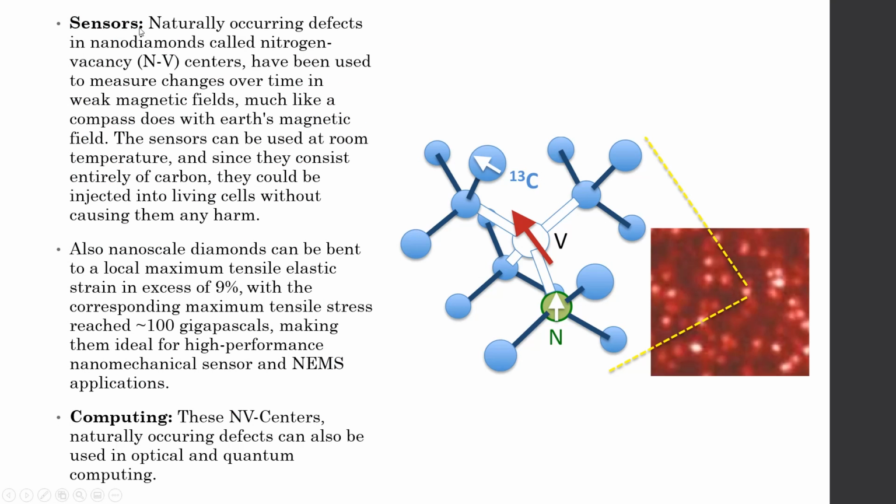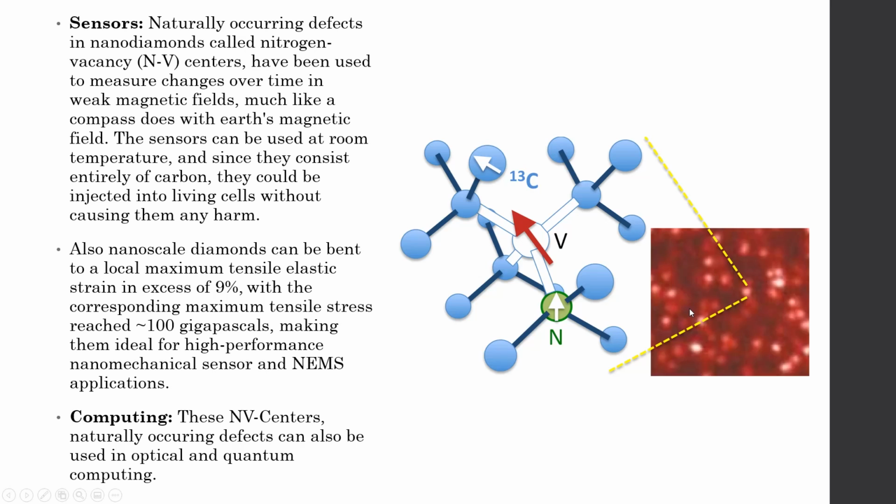And in sensors, naturally occurring defects in nanodiamonds called nitrogen vacancy centers, NV, here, have been used to measure changes over time in weak magnetic fields, much like a compass does with Earth's magnetic field. The sensors can be used at room temperature, and since they consist entirely of carbon, they could be injected into living cells without causing them any harm.